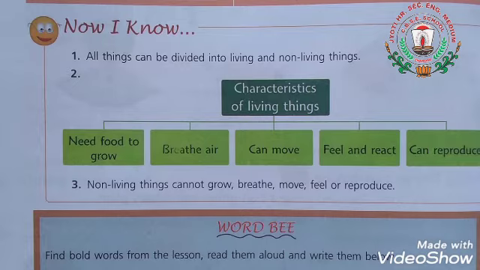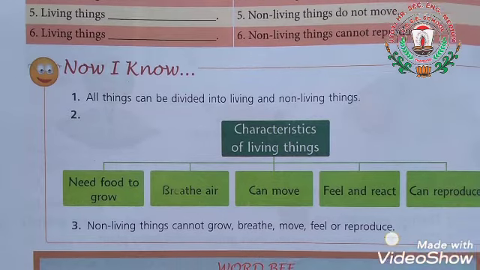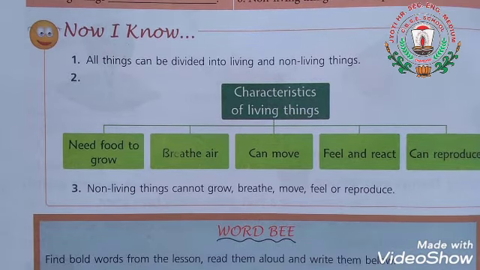Let us see the summary. From this we come to know that all things that we see around us can be divided into 2 categories, that is, living things and non-living things. All living things can grow, feed, breathe, feel, move, and reproduce.